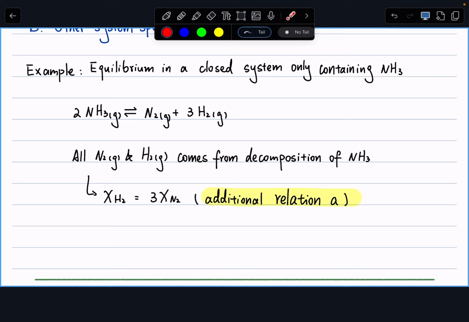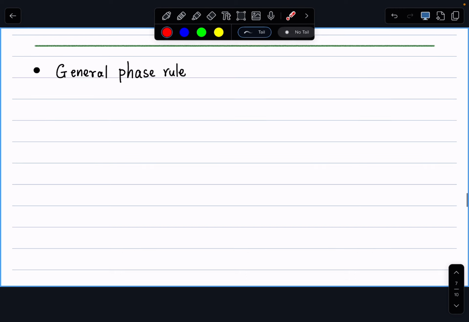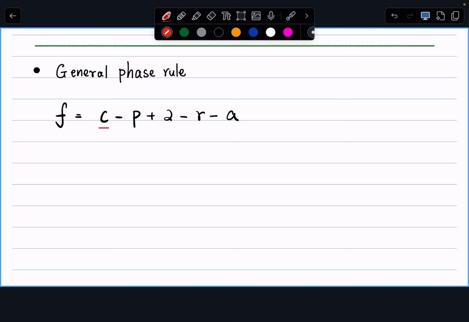So, as a general phase rule, right now we've dropped all of our assumptions. We're ready to summarize our general phase rule. We have the variance F equals C minus P plus 2 minus R minus A. What are these terms? C is the components, so the number of species. P is phases.